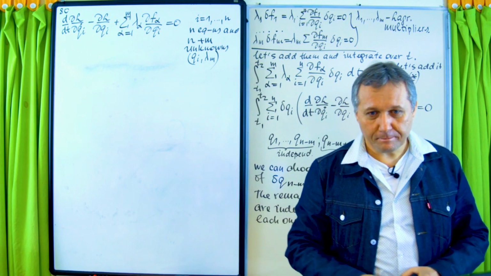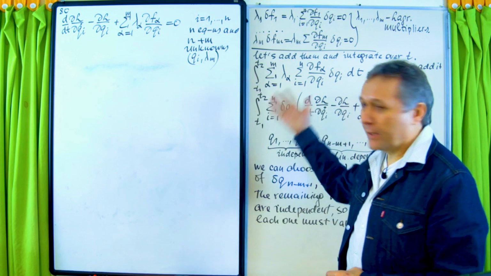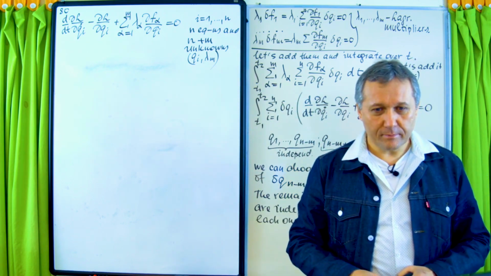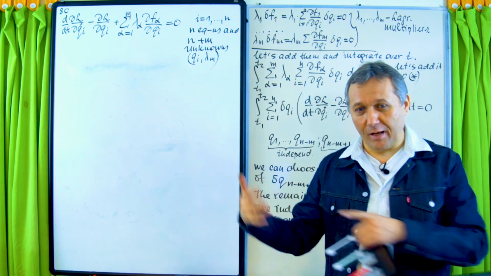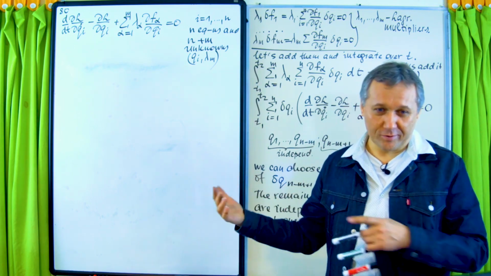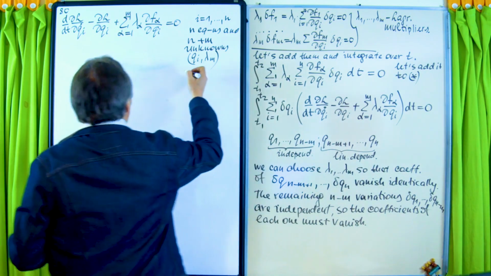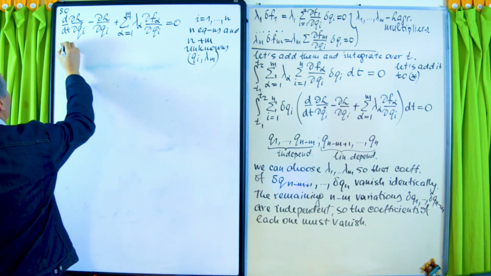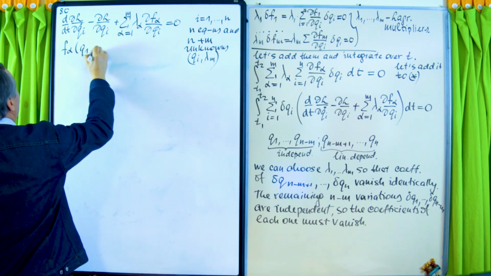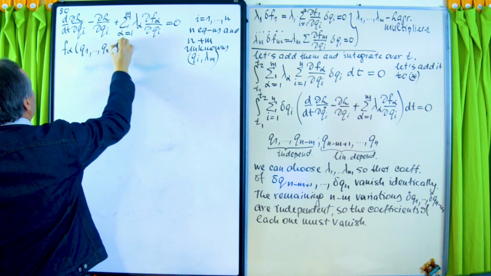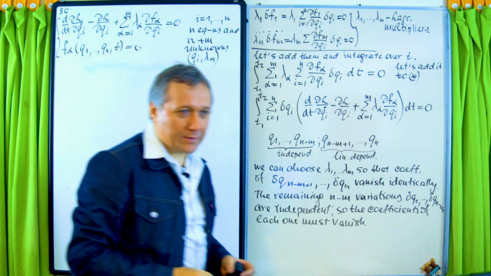What can be done? Mathematicians are smart. They decided: we still have those m equations of constraints, so let's just add them to this system. As a result, we'll have n plus m unknowns and n plus m equations. And it works. So we can add f alpha, which are functions of q's and t. Now this is a complete happy system.